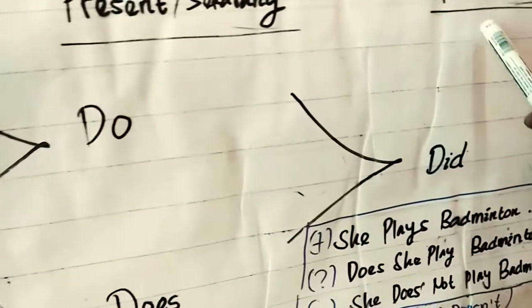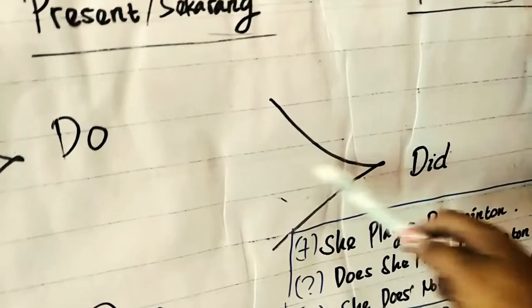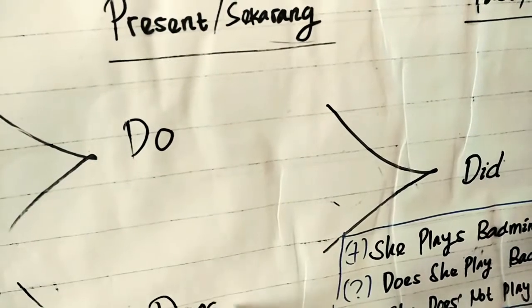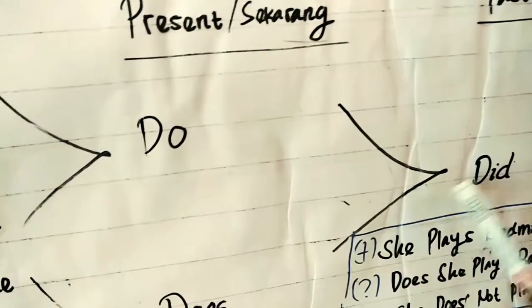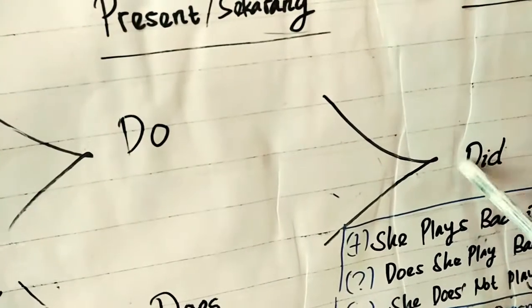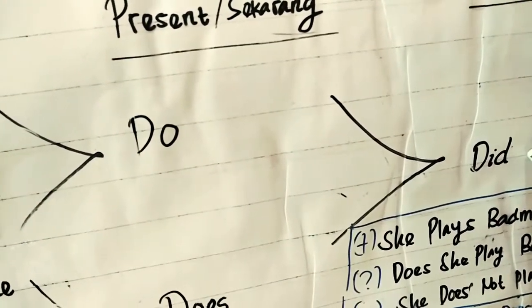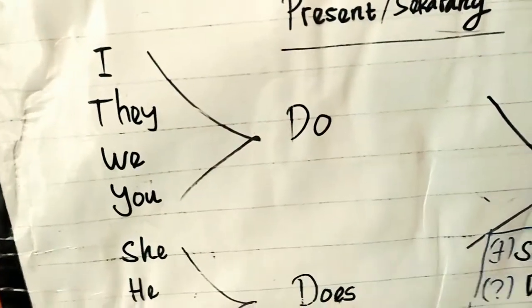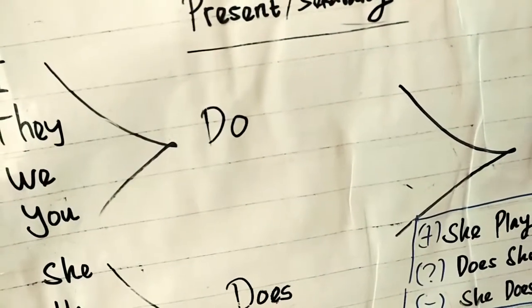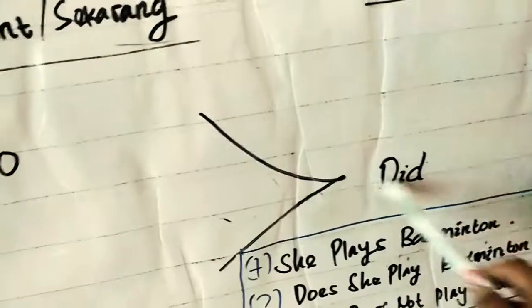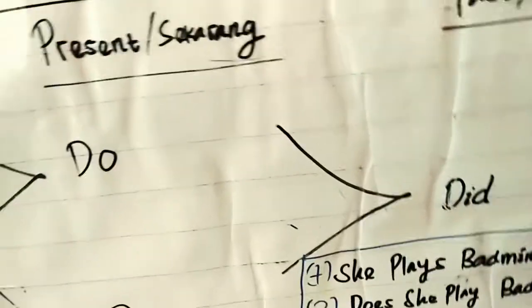But in the past time, both do and does use did. So whatever the subject, I, they, we, you, she, he, it, name, they use did. Okay, it's only one for past time, did.